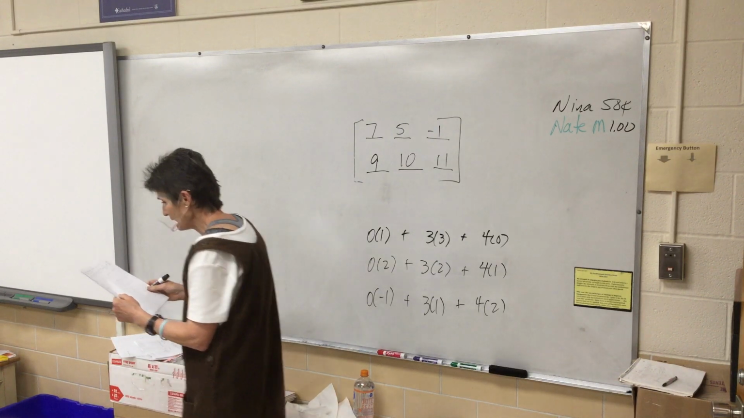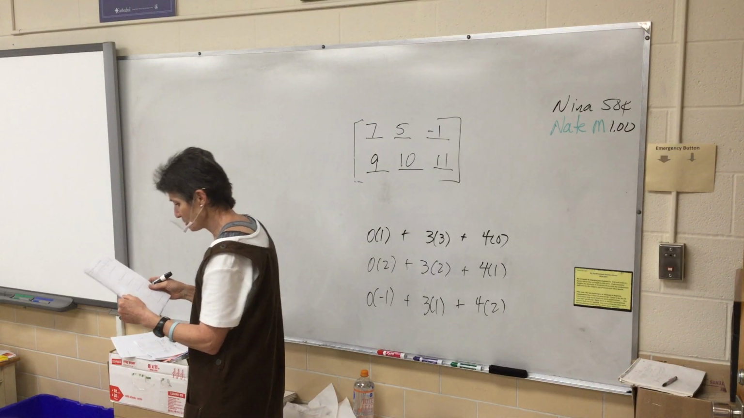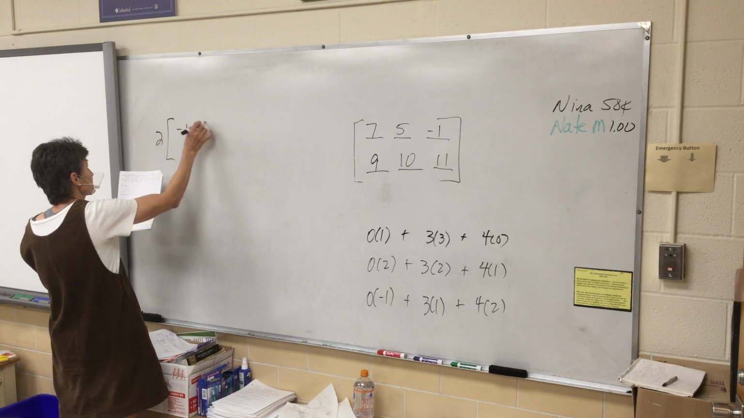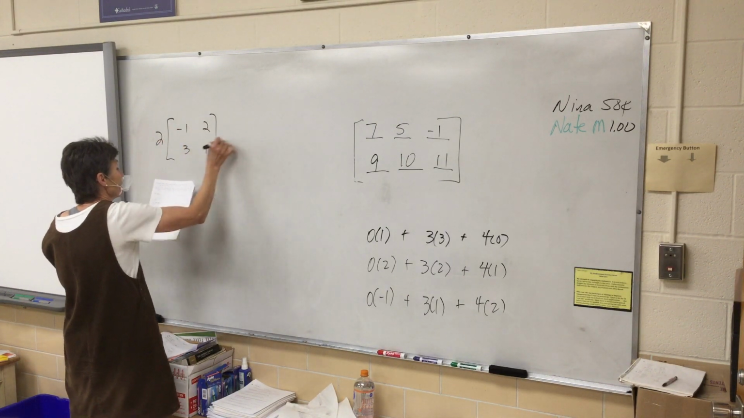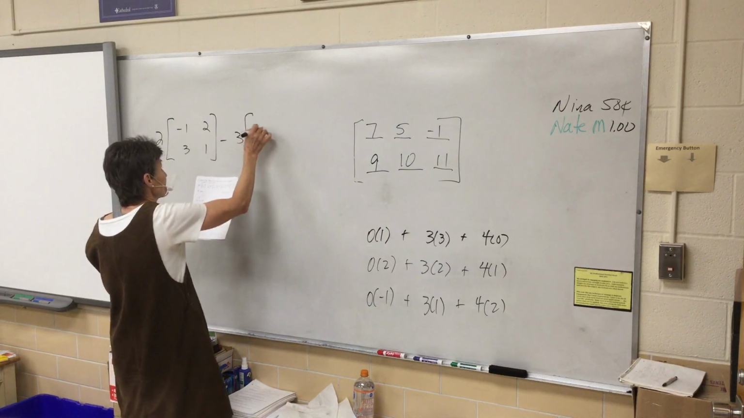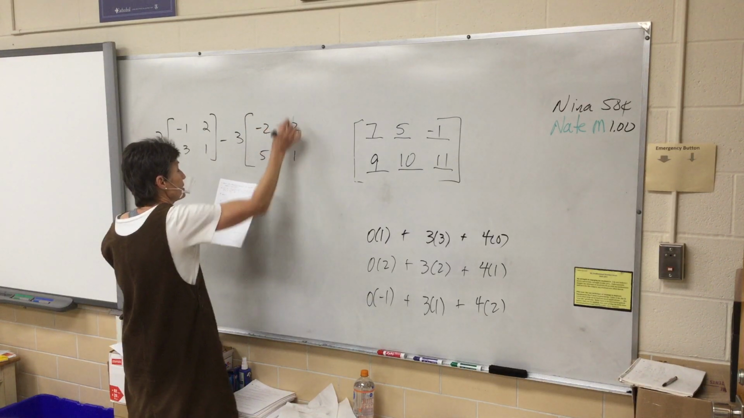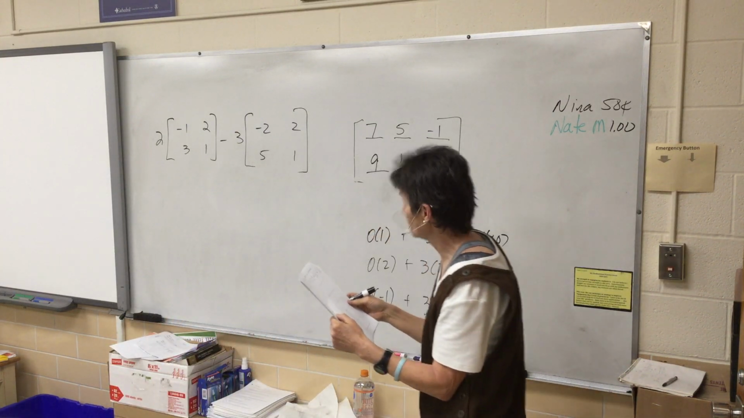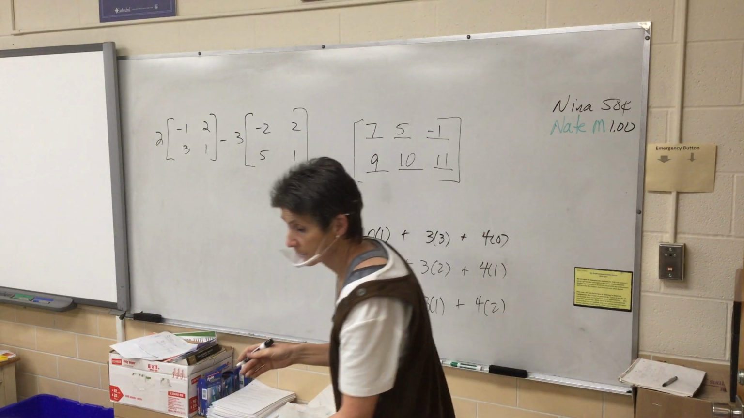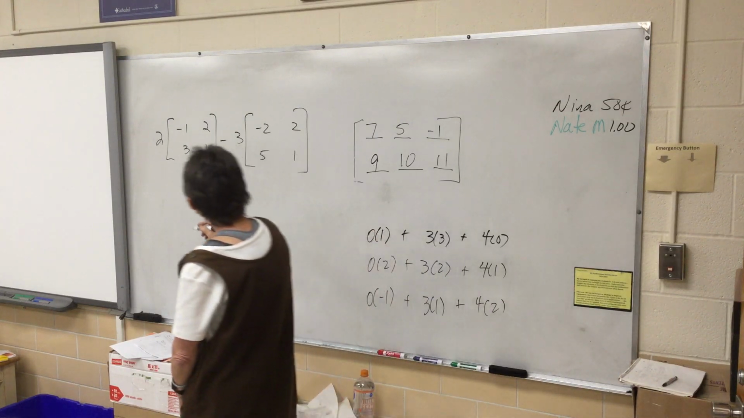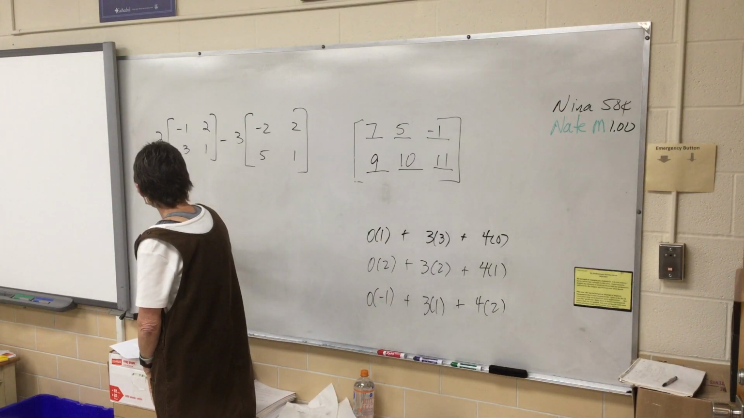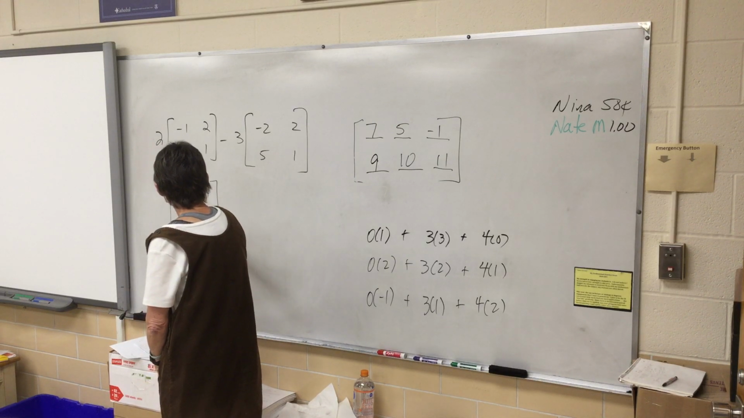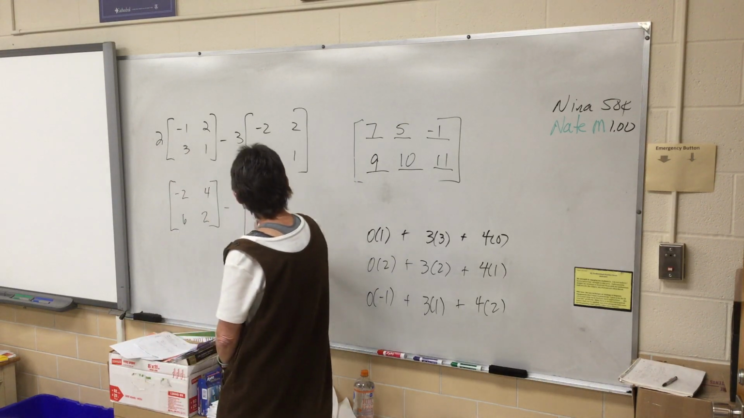Now, what about C? Am I gonna be able to do 2B minus 3C? I think I am. Because B is a 2 by 2, and C is a 2 by 2. So I've got a little arithmetic to do, but this is a doable problem. Would everybody agree? So I'm going to take 2 times this one. So 2 times everything. 3 times this one.